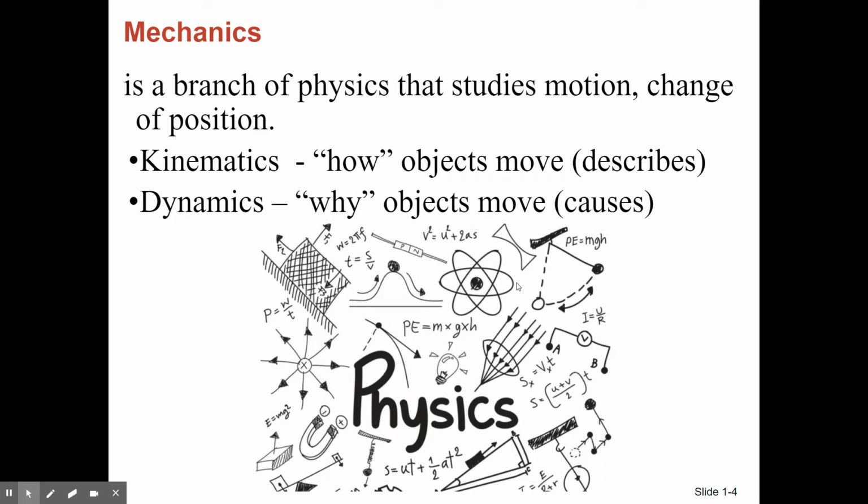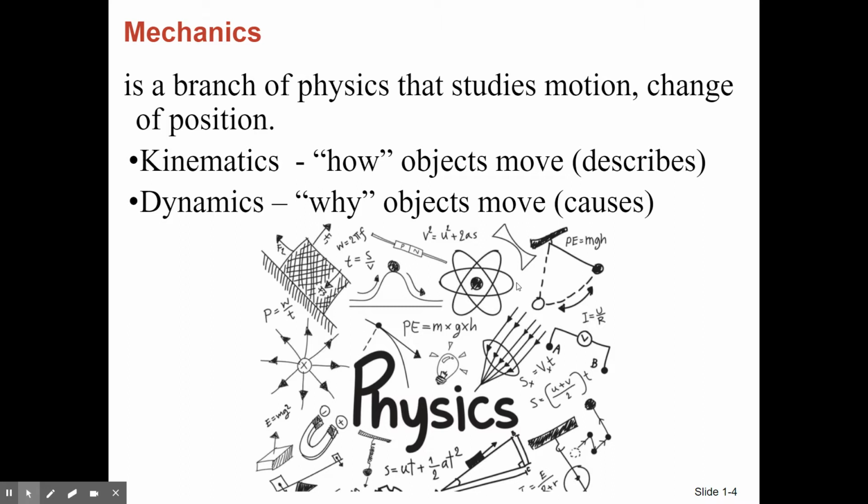Mechanics, let me go back to mechanics. Mechanics is a branch of physics that studies motion and the change of position. There are two types of mechanics under physics, and that is dynamics and kinematics. Dynamics deals with forces, like why objects move.